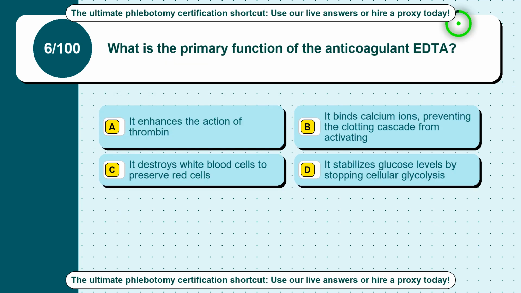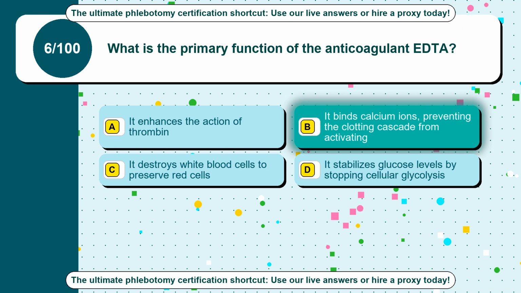Question 6. What is the primary function of the anticoagulant EDTA? Option A, it enhances the action of thrombin. Option B, it binds calcium ions, preventing the clotting cascade from activating. Option C, it destroys white blood cells to preserve red cells. Option D, it stabilizes glucose levels by stopping cellular glycolysis. The correct answer is option B, it binds calcium ions, preventing the clotting cascade from activating.